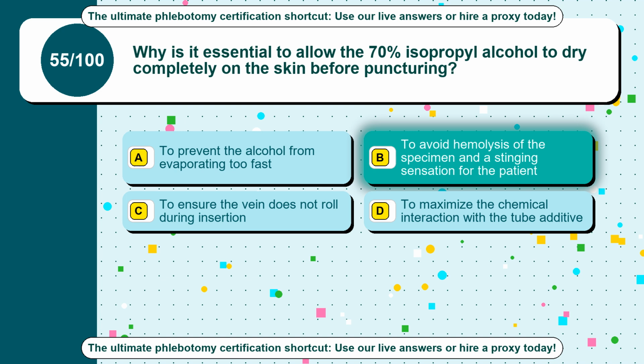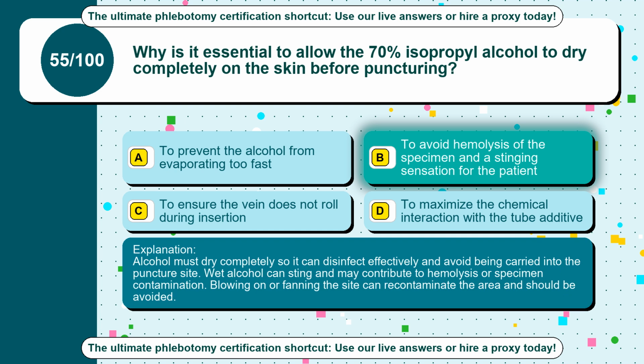To avoid hemolysis of the specimen and a stinging sensation for the patient. Alcohol must dry completely so it can disinfect effectively and avoid being carried into the puncture site. Wet alcohol can sting and may contribute to hemolysis or specimen contamination. Blowing on or fanning the site can recontaminate the area and should be avoided.